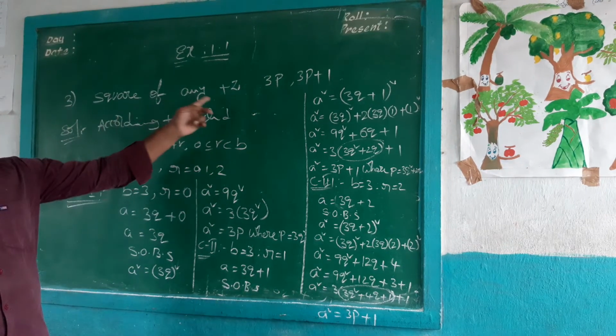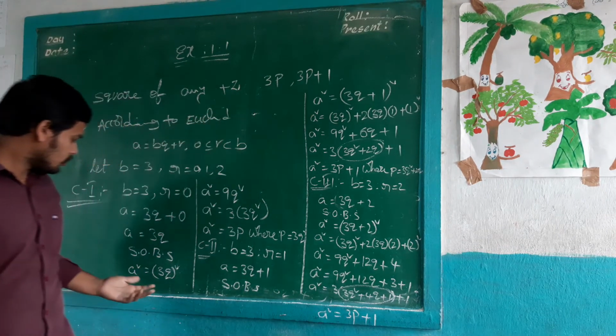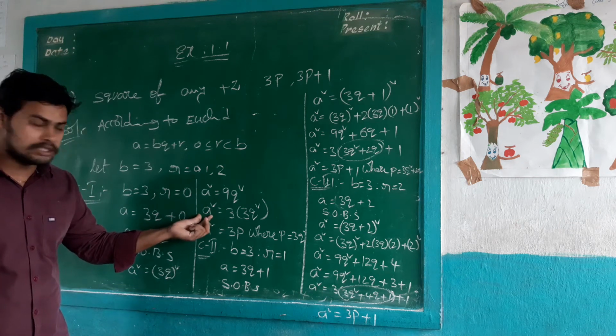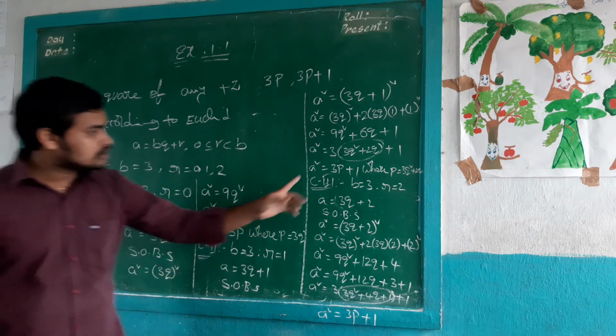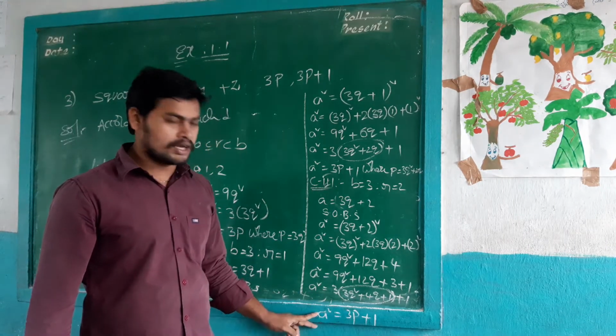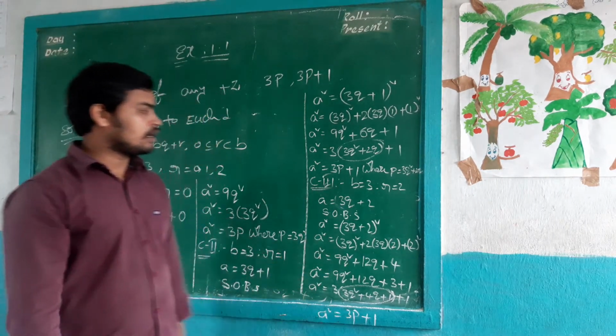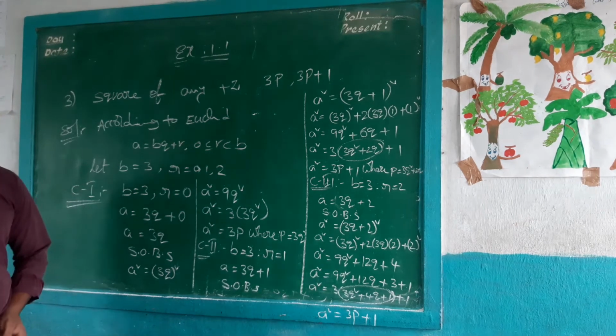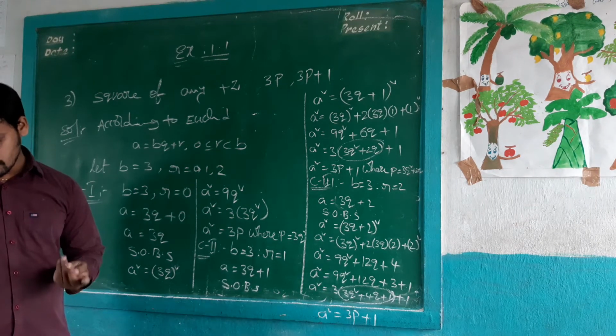So the square of any positive integer is of the form 3p, or of the form 3p plus 1. Okay. Next, fourth one.